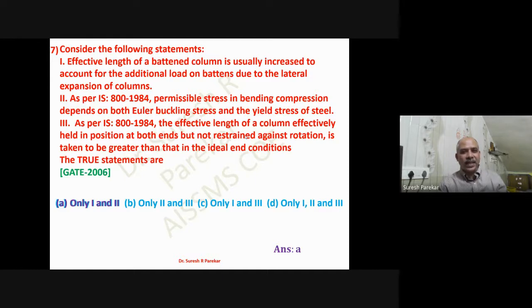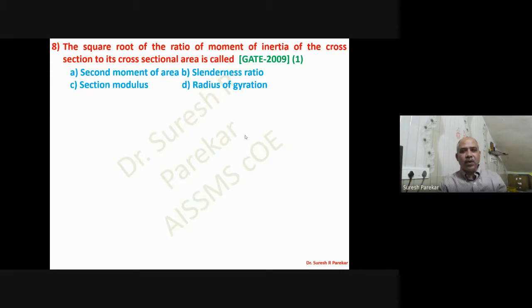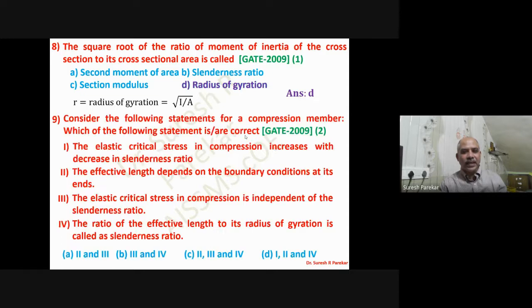Now here these statements are given, and we have to see the correct statement, the true statement. So here we have first and second. These 2 statements are the same. Then we have the square root of the ratio of the moment of inertia of the cross section to its cross sectional area is called. So we have under root I by A, which is radius of gyration, D.